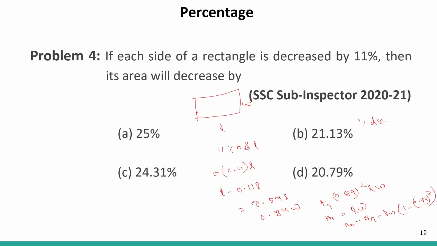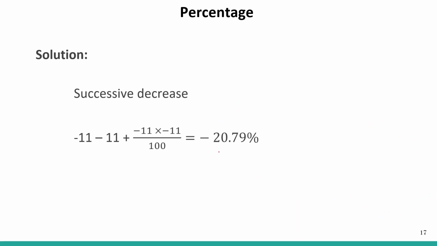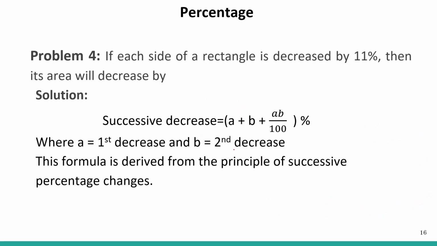Percentage decrease is equal to LW into 1 minus 0.89 whole square whole by LW into 100. Okay, so it will be equal to 1 minus 0.89 whole square into 100. That is 1 minus... so this will actually be equal to 20.79. That is 21% approximately.